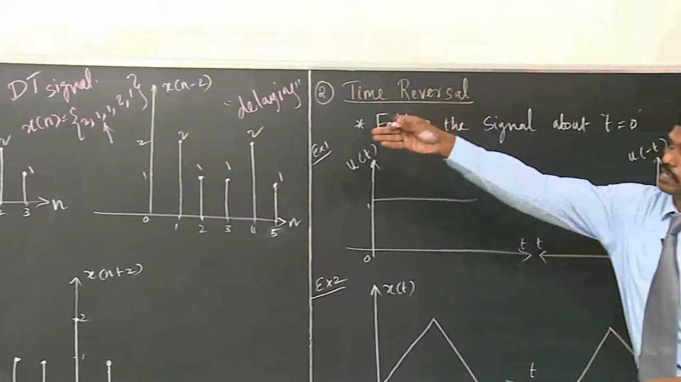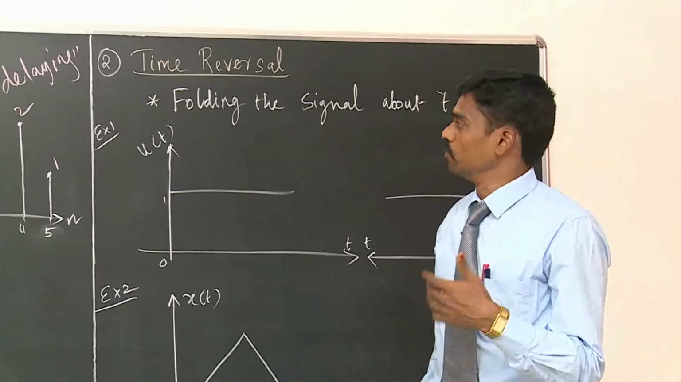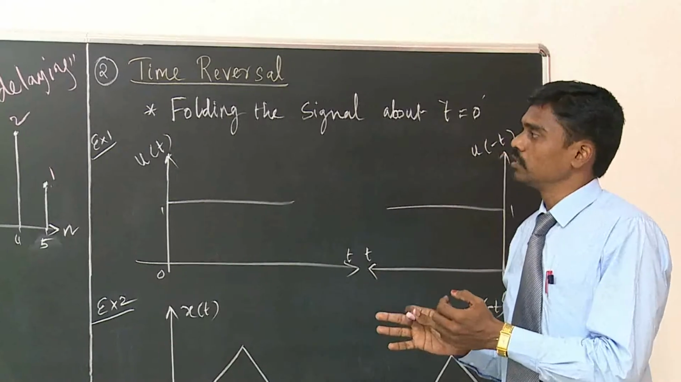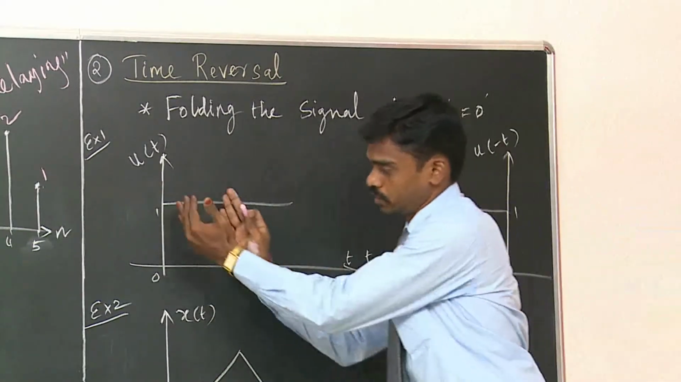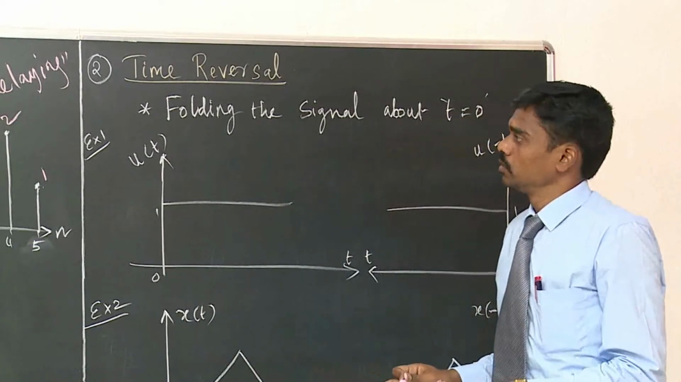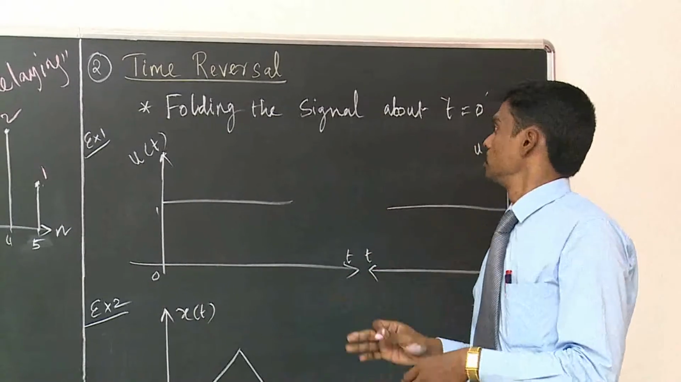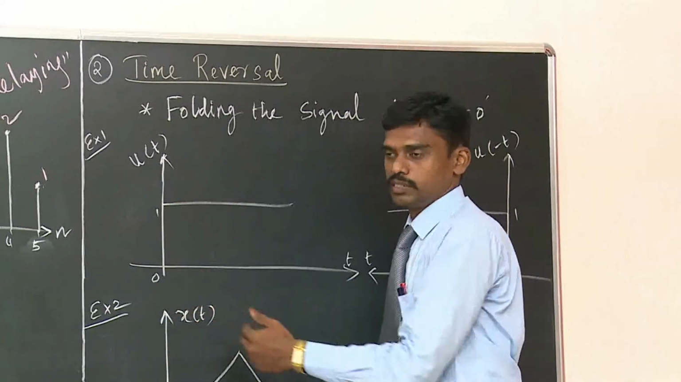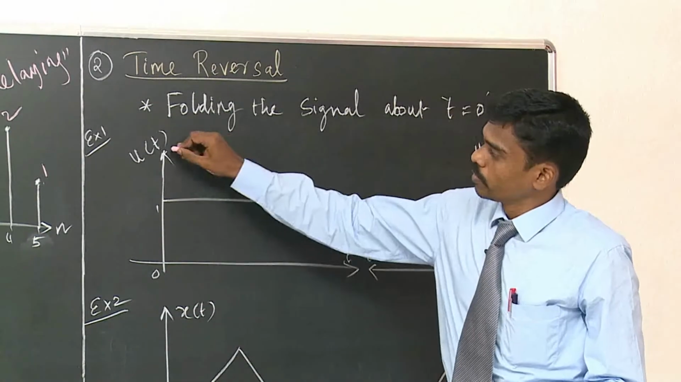Next, the second operation we are going to discuss is time reversal. Time reversal is nothing but reversing the signal with respect to the time axis and with respect to the origin of the signal. So it is like folding. This operation is called folding the signal about the origin, t is equal to 0. This position we are going to change.